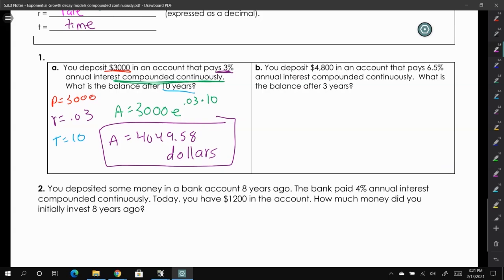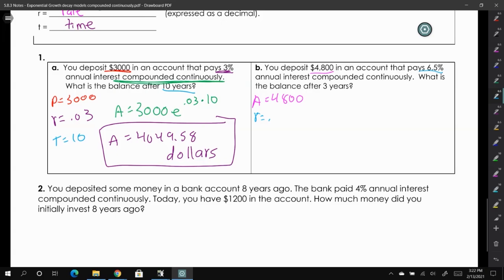Letter B, you deposit $4,800 in an account that pays 6.5% interest annually. All right, letter B says you deposit $4,800 in an account that pays 6.5% interest, annual interest compounded continuously. What is the balance after 3 years?